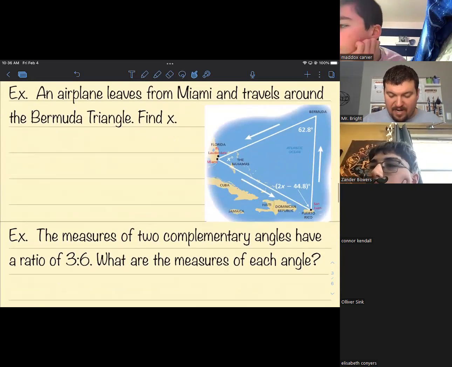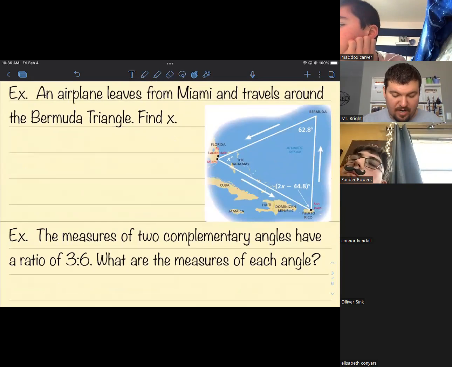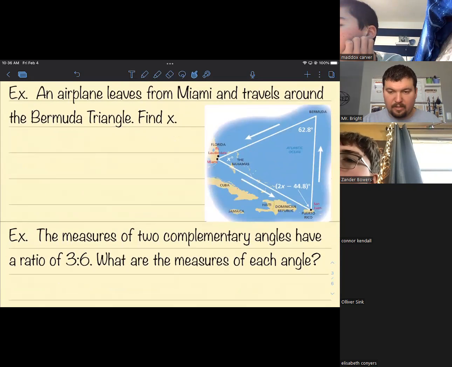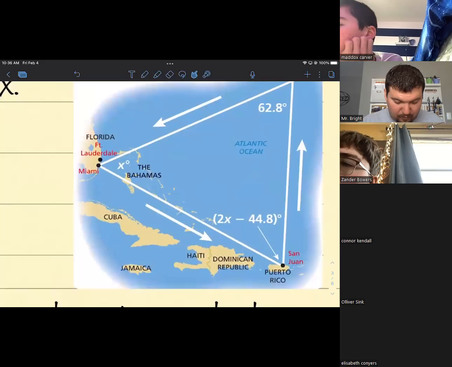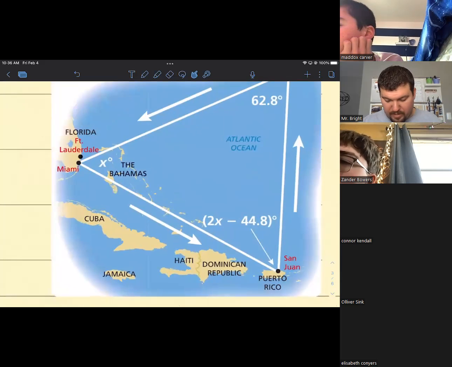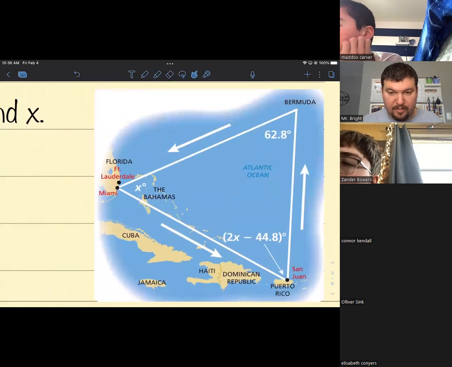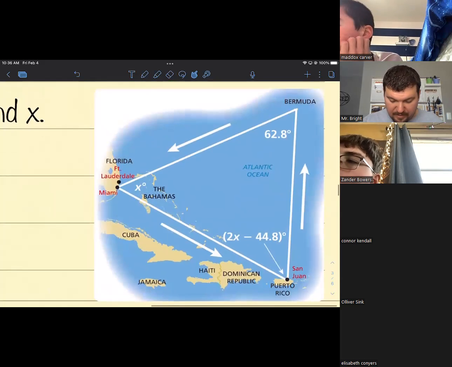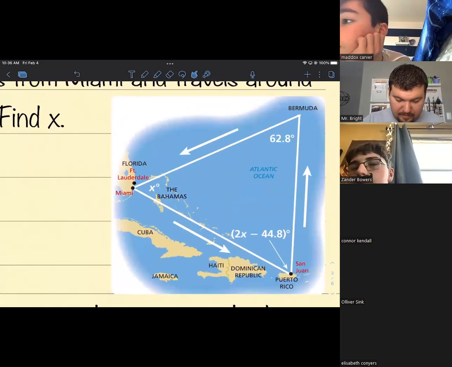An airplane leaves from Miami and travels around the Bermuda Triangle. Maybe you've heard of the Bermuda Triangle before, where years in the past, before they had GPS, a lot of ships and planes went down in this area, lost at sea. The Bermuda Triangle goes from Miami, Florida, through the Bahamas to Puerto Rico, and then up to Bermuda. Okay, so you can see it there. And they want us to find angle x.